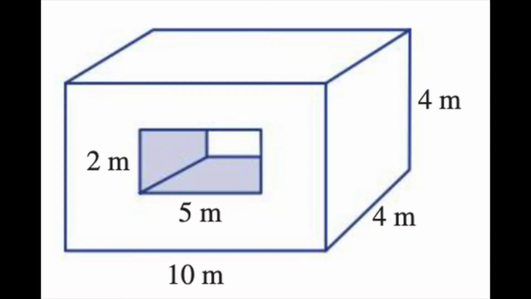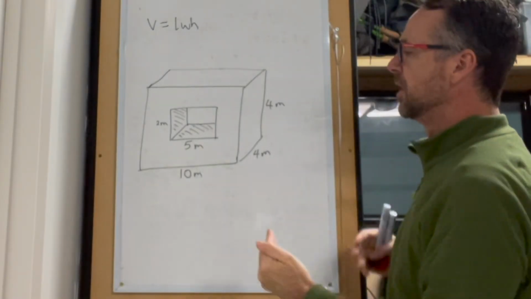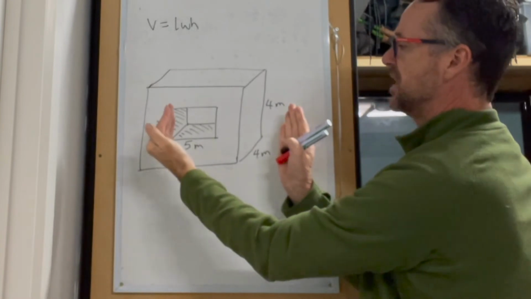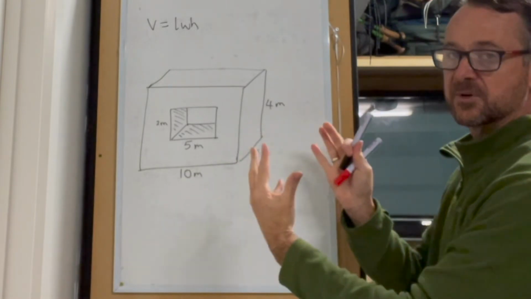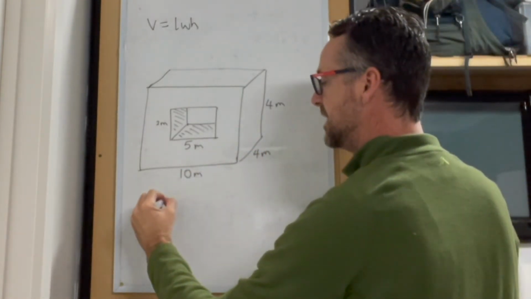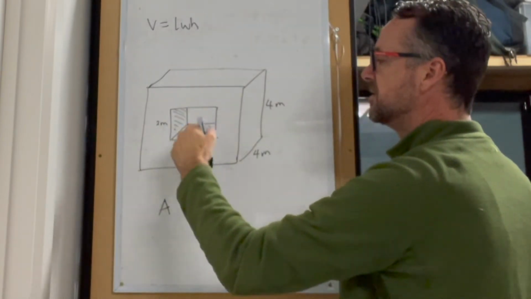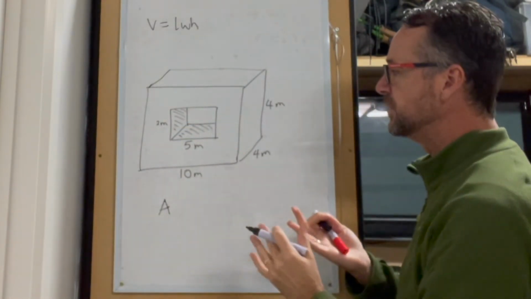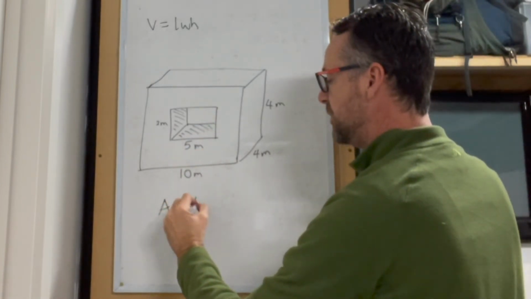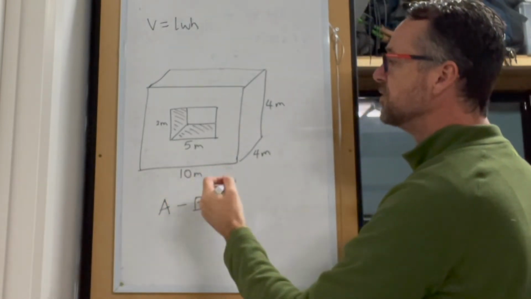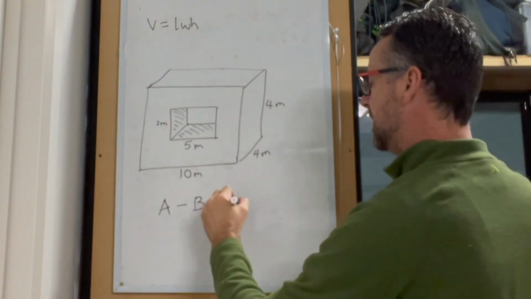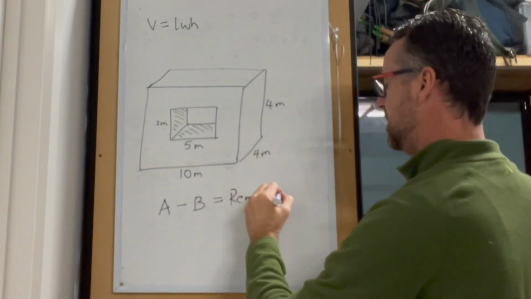All right, now we have this rectangular prism with a rectangular prism shape cut out of the middle of it. So this question is really asking you to find the volume of the remaining shape. The suggestion here is to find the larger rectangular prism volume, let's call that A. Then we're going to find the volume of the hole, which will be the smaller rectangular prism, B. We're going to subtract A take away B, and that will leave us with the volume of the remaining shape.